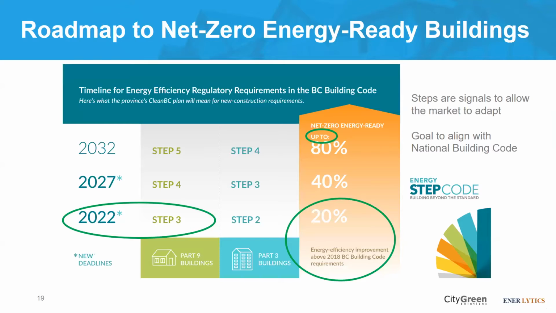The BC Energy Step Code provides a roadmap to net zero energy ready buildings. Currently, we're in the state where local governments can voluntarily adopt the Step Code and the steps that will be required within their community. But by 2022, Step 3 will become a requirement. In 2027, Step 4 will be a requirement, and by 2032, Step 5, or 80% better than building code, will become the new requirement.